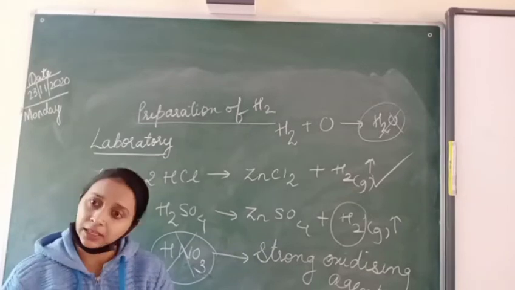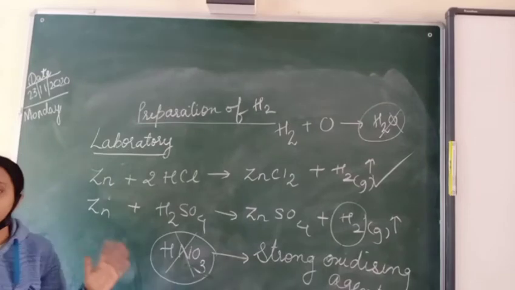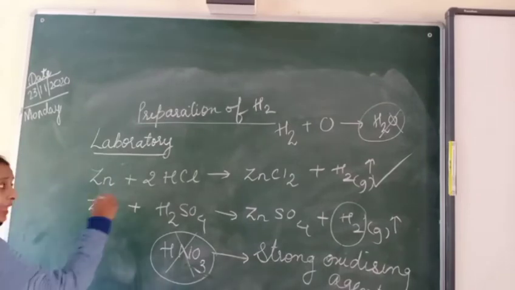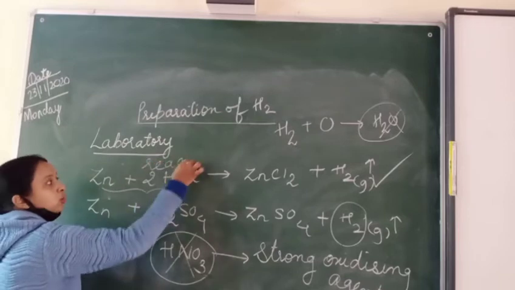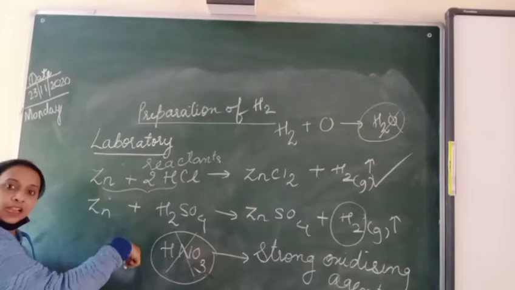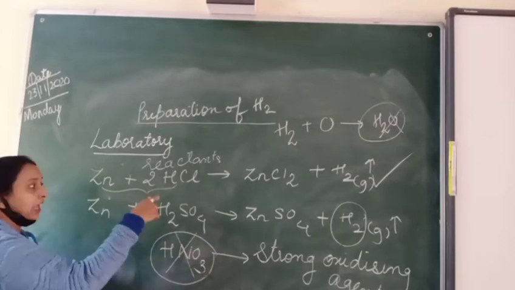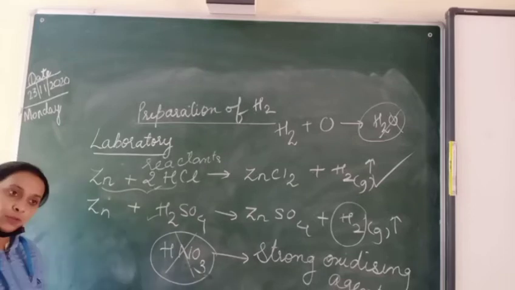Now next, there are two reactants. Yes or no? Now we have discussed the first reactant, that is acid. Which acid can we use? We can use hydrochloric acid as well as sulfuric acid. Both of them are dilute acids.